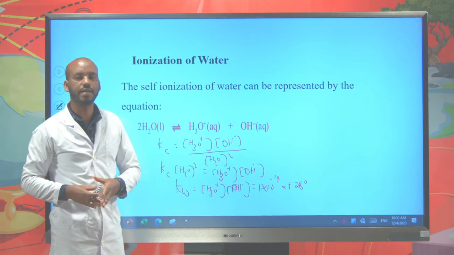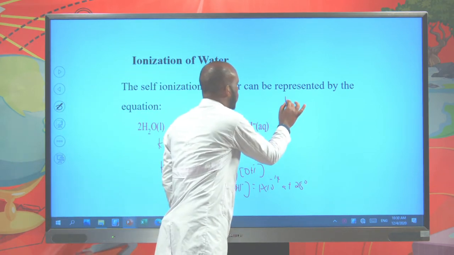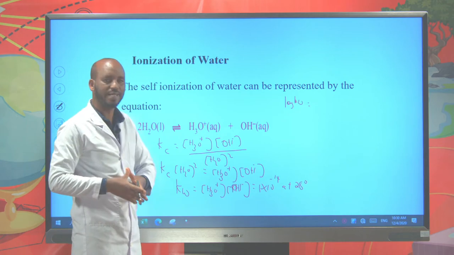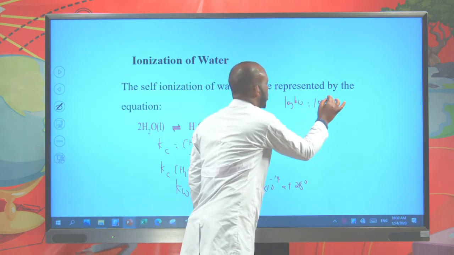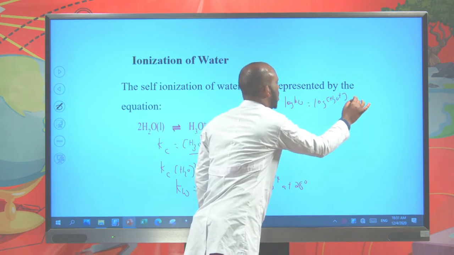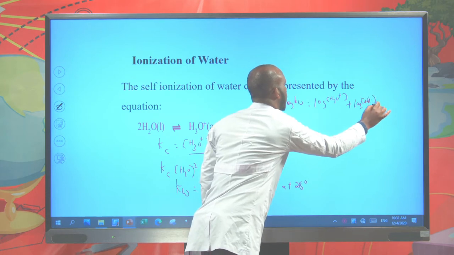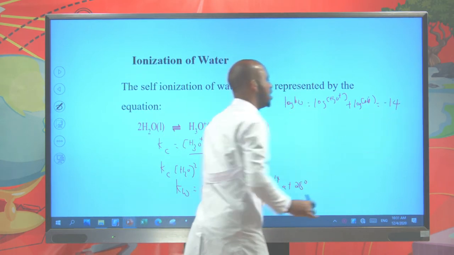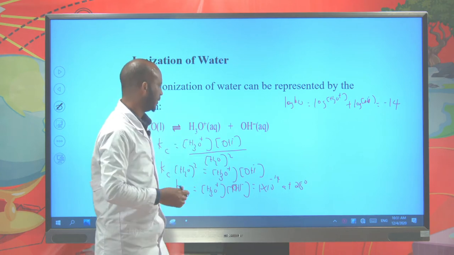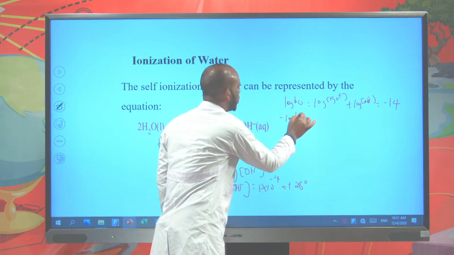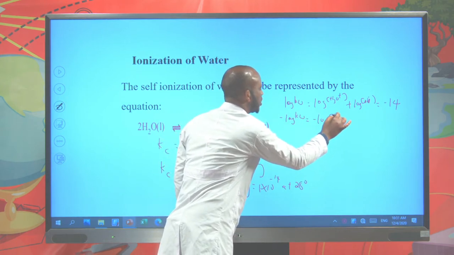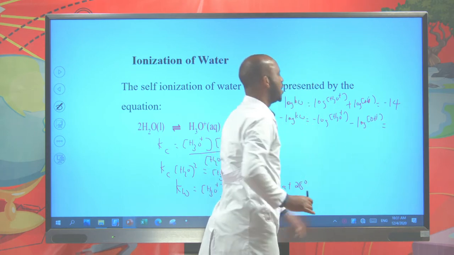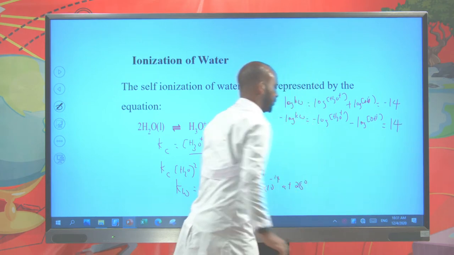If we take the logarithm of both sides, we get log K water equals log of hydronium ion concentration times OH minus concentration, which equals log H3O plus plus log OH minus, equals log 1 times 10 raised to minus 14, which is minus 14. Multiply both sides by negative 1. This gives minus log K water equals minus log H3O plus concentration minus log OH minus concentration, equals plus 14.